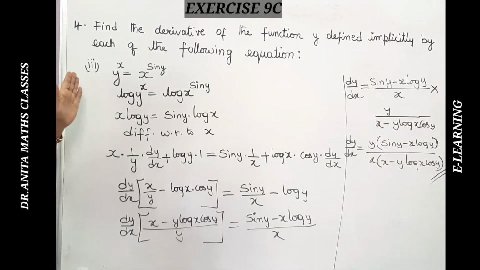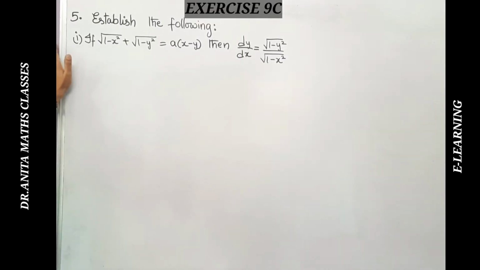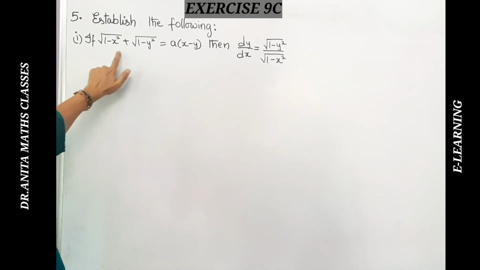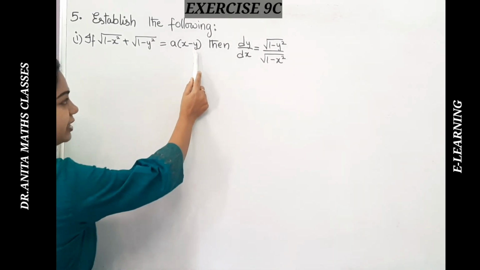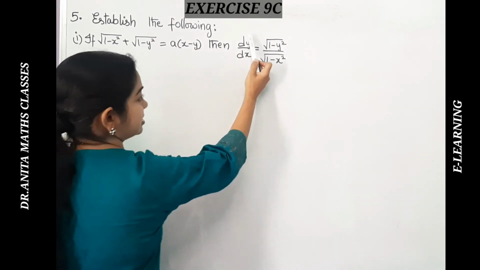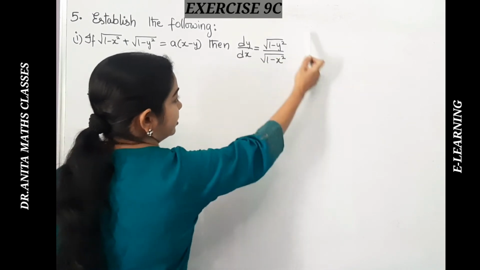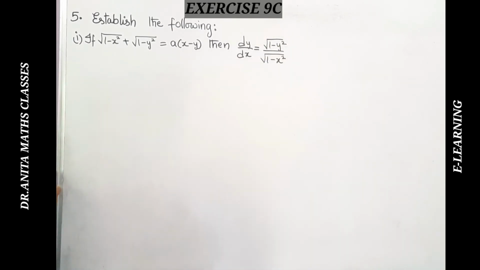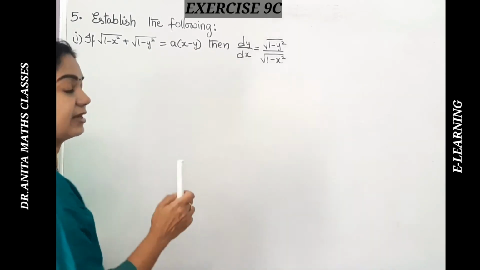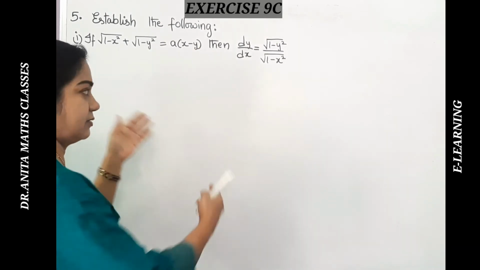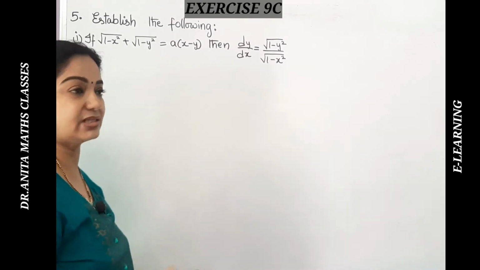With this we have completed the fourth bit. Now moving on to the fifth bit. Please make a note. Now here the fifth problem. Establish the following: if under root 1 minus x square plus under root 1 minus y square equals a into x minus y, then we have to prove that dy by dx is equal to this part. So we have to start with this and get the derivative.